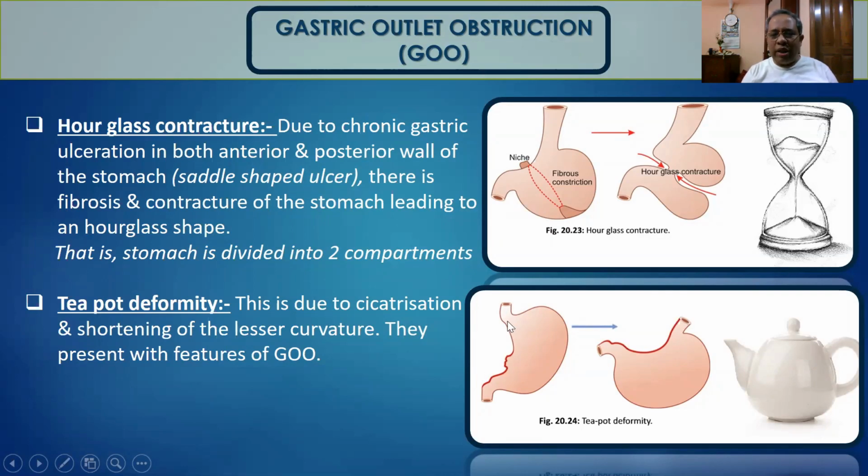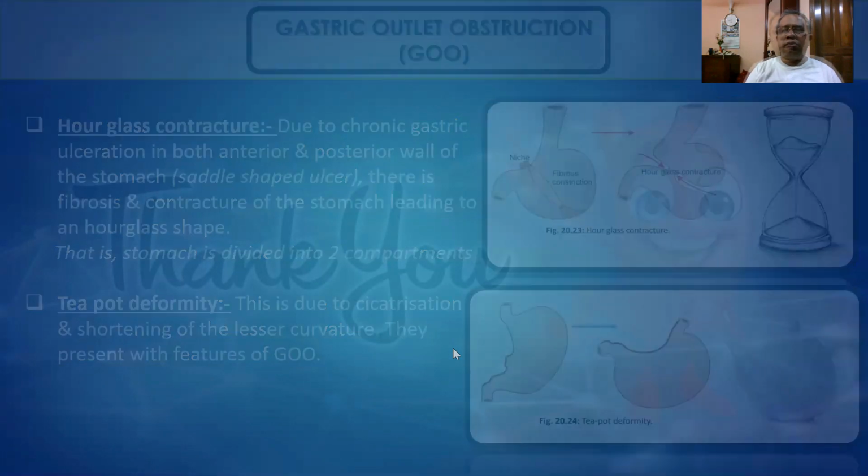Whenever an ulcer along the lesser curvature heals, ulceration healing, scarring, causes contraction. At that time, the end of the stomach, that means the duodenum end, goes up, so it does not empty properly. For that reason, the patient presents to you as a gastric outlet obstruction. So teapot deformity causes gastric outlet obstruction. This is due to cicatrization, shortening of the lesser curvature. They present with the features of gastric outlet obstruction. So these are the causes of gastric outlet obstruction.